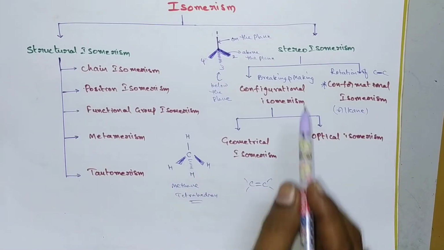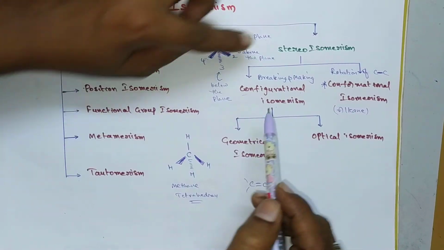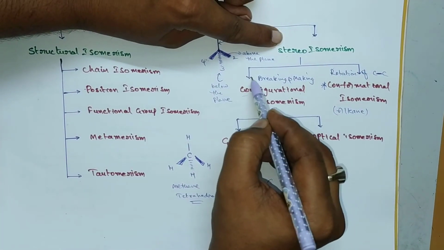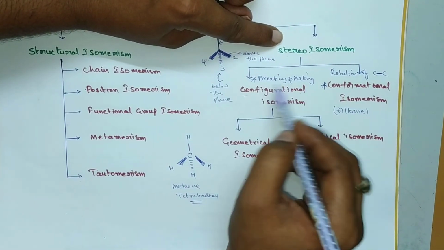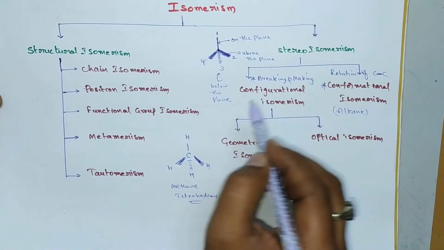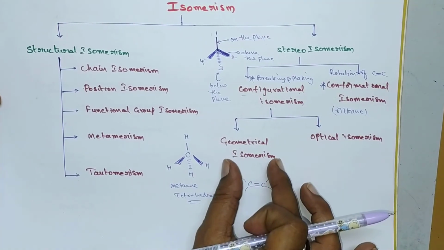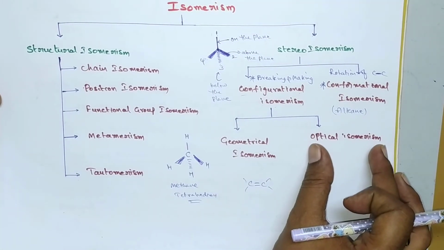Now let us go to configurational isomerism. This configurational isomerism is one type of stereoisomerism which arises due to breaking and making of bonds. It is again classified into two types: one is geometrical isomerism, the other one is optical isomerism.